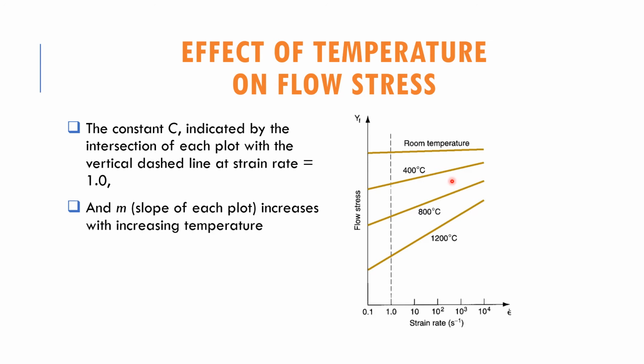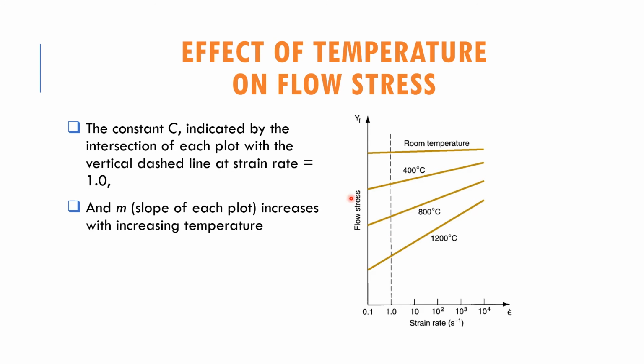If you look at the flow stress over strain rate graph, it will become steeper. So the slope will become much higher compared to room temperature, which is more flat. To get the C value, it is taken at strain rate 1.0 for all the temperatures here. So you will see that the C value is highest at room temperature and will start to decrease as it goes down to 1200 degrees Celsius.